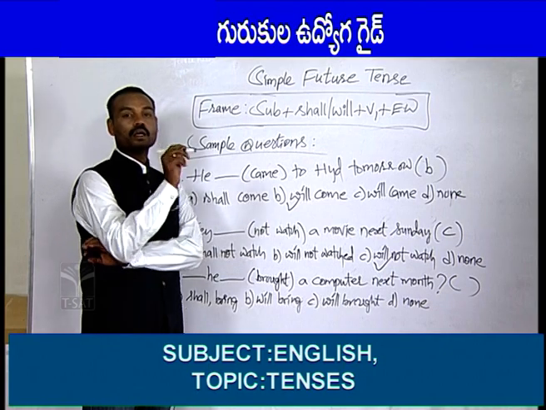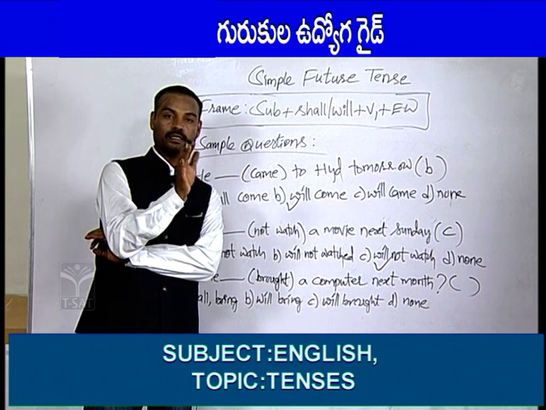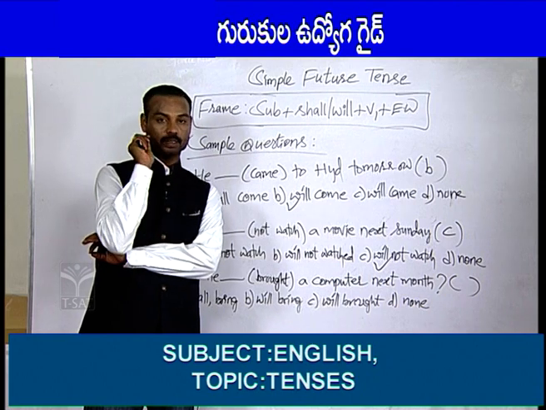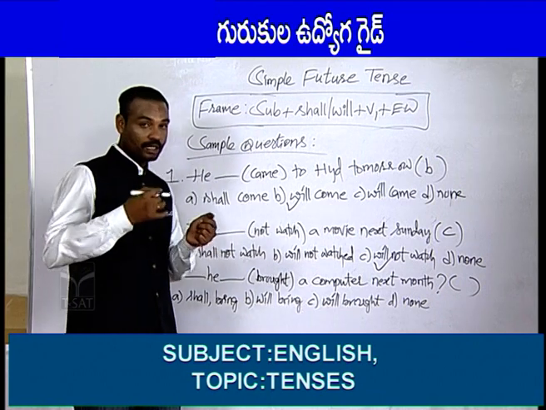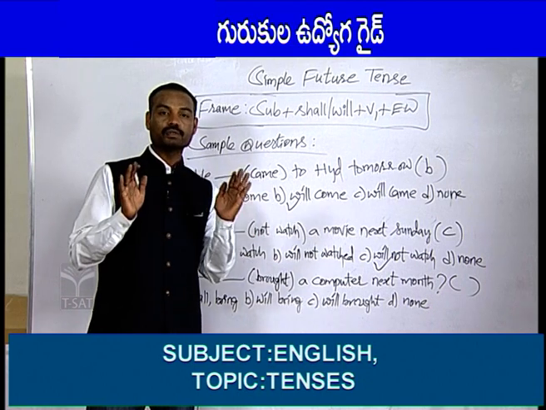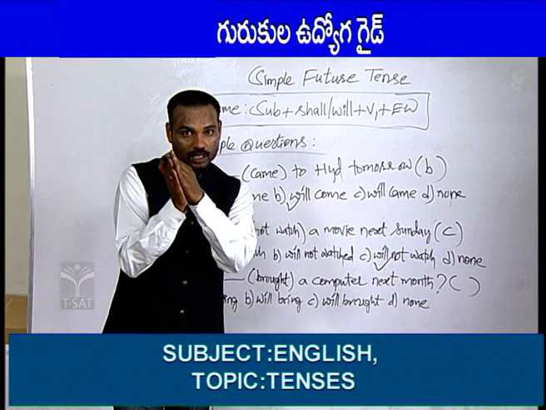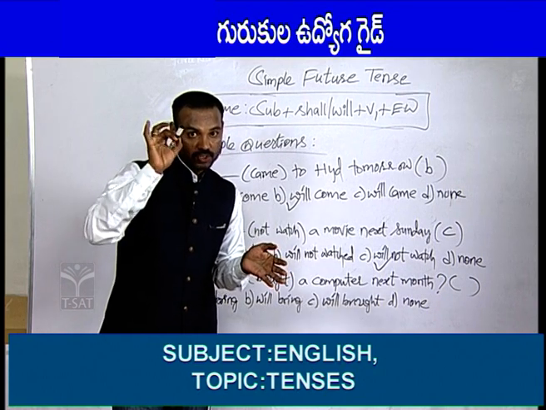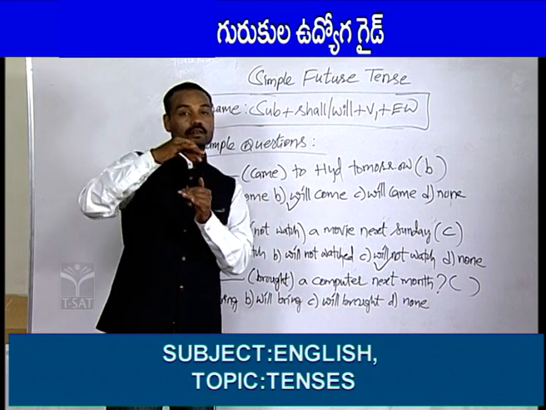Sometimes questions are given like this also. So in simple future, how are the questions started? With helping verbs only. In every tense, questions are started with helping verbs. In simple future, there are two helping verbs: shall and will. So here which subject is there? He is there. So before he, we should not use shall; will should be used. Friends, please remember, in simple future tense, interrogative sentences should start with either shall or will. For he, will should be used.